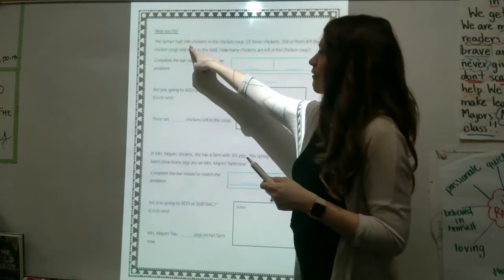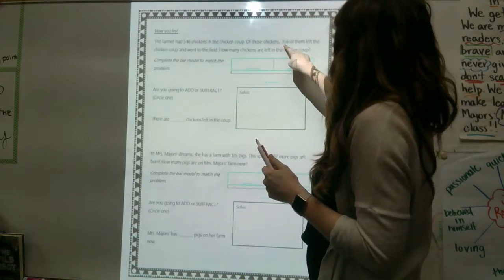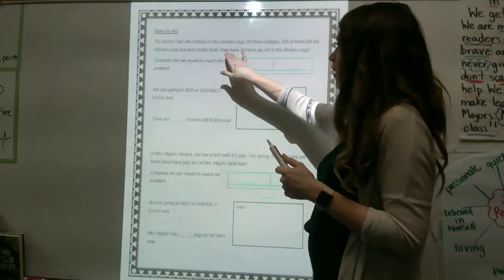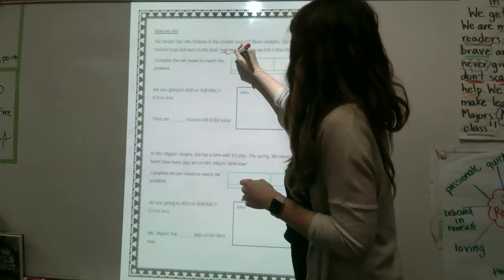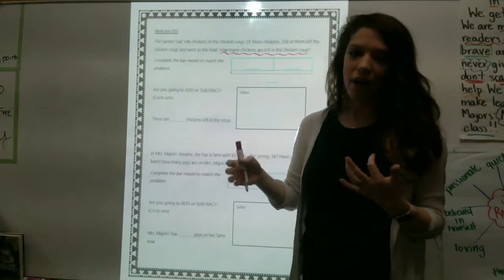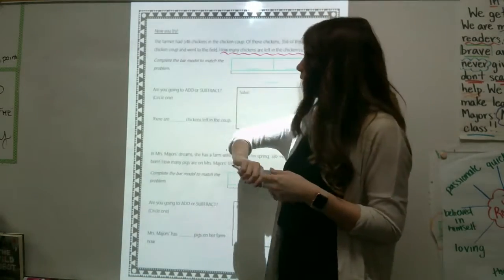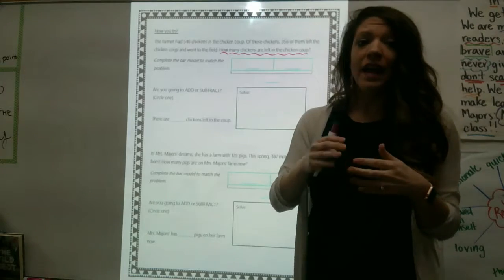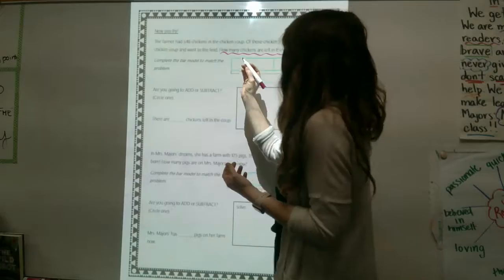The farmer had 546 chickens in the chicken coop. Of those chickens, 356 of them left the chicken coop and went to the field. How many chickens were left in the chicken coop? So here's my question that I have to answer. I want to know how many chickens remained in the chicken coop after some of them went to the field. And so to know that, I have to know how many started out in the chicken coop and then how many left the chicken coop. And when I look at the problem, I have that information.